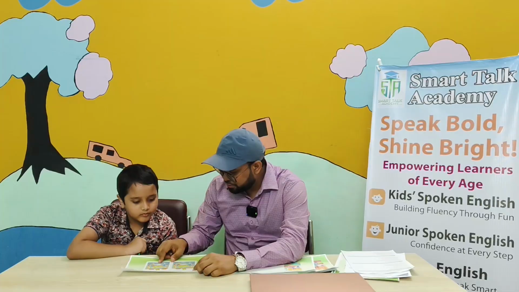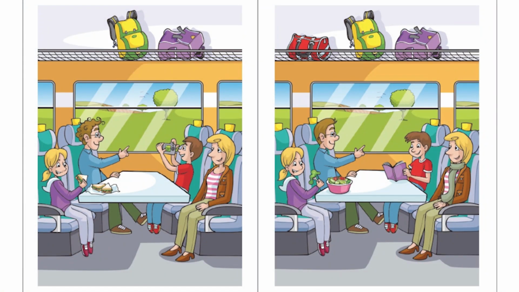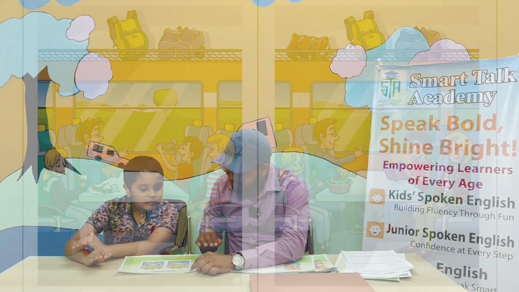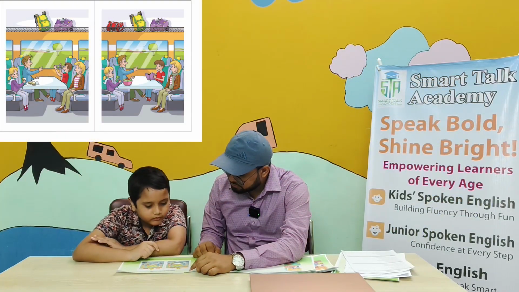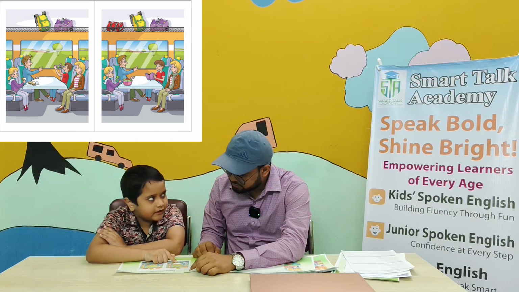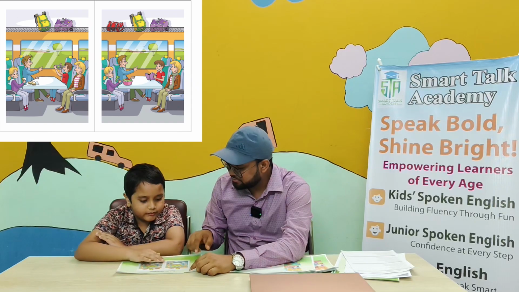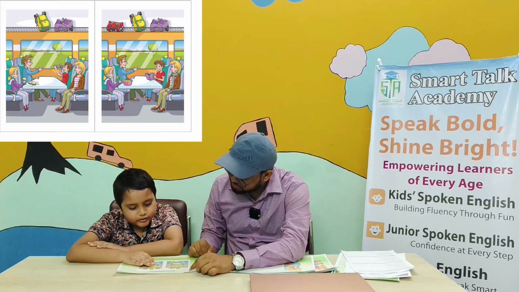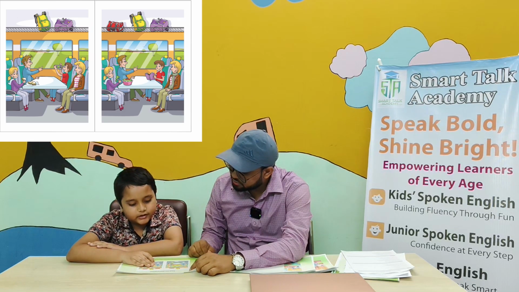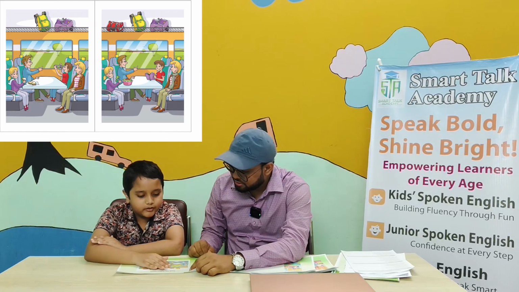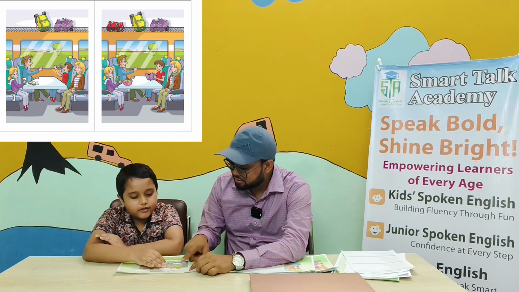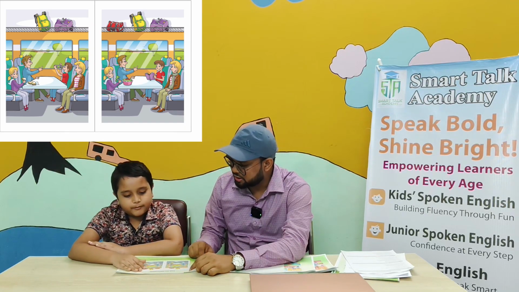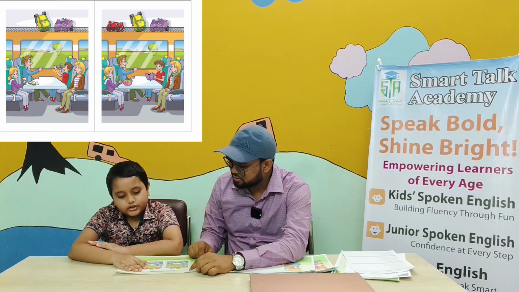Here you can see two pictures. The pictures are the same, right? But there are some differences. Can you find me the differences? In picture 1, the girl eats a sandwich. In picture 2, the girl eats salad. In picture 1, there are 2 bags. In picture 2, there are 3 bags.